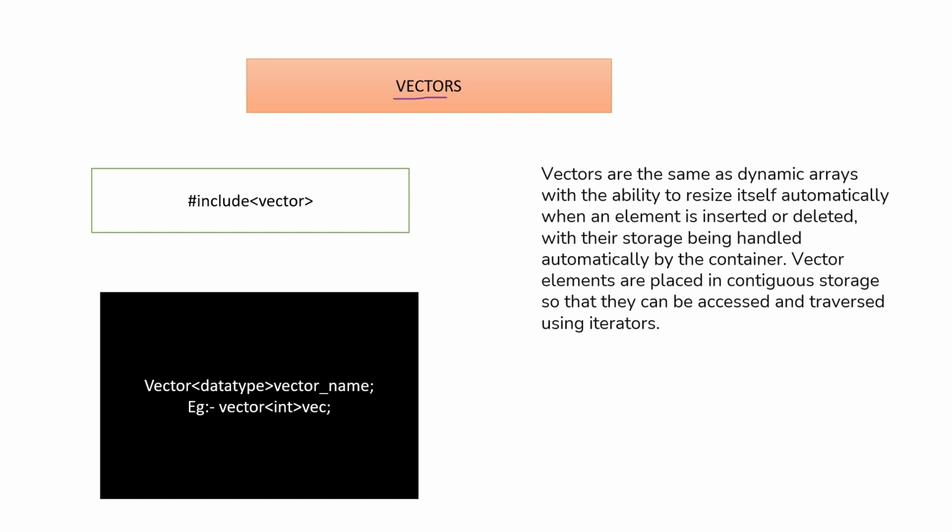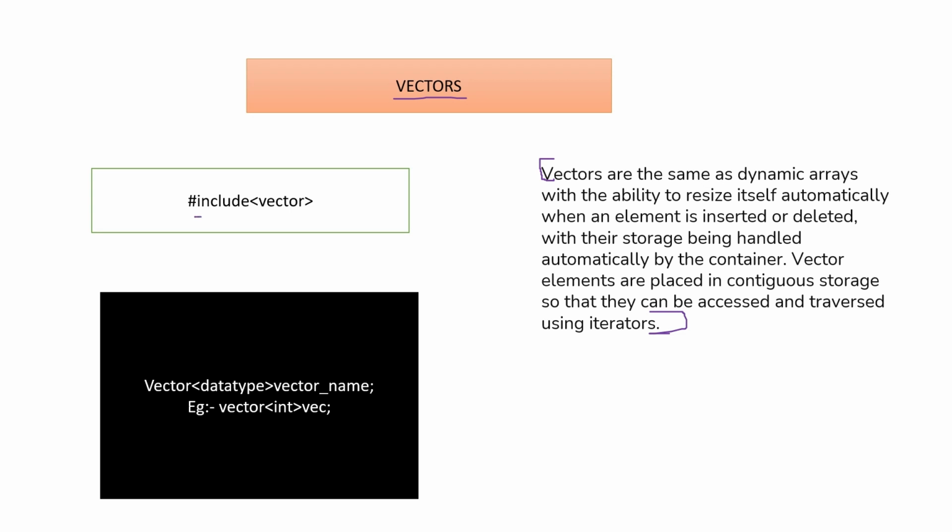So today we discuss vectors. Vectors are the same as dynamic arrays. They have the ability to resize themselves when an element is deleted or inserted. It means that the size of the vector is not fixed initially and it resizes automatically, and the vector elements are placed in continuous storage. It is not non-continuous memory, so they can be accessed and traversed using iterators. So this is all about vectors.